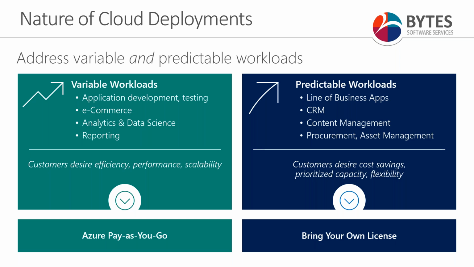What we typically see from our customers is two different types of workloads. They might have variable workloads, such as dev and test, analytics, and reporting, where they just want scalability and efficiency. In that case, you would typically look at your Azure pay-as-you-go option for your software licensing. But a lot of our customers are also moving to predictable workloads, such as line of business applications, CRM, and content management. They're looking for cost savings and flexibility, and that's when we would look at bringing your own licenses.